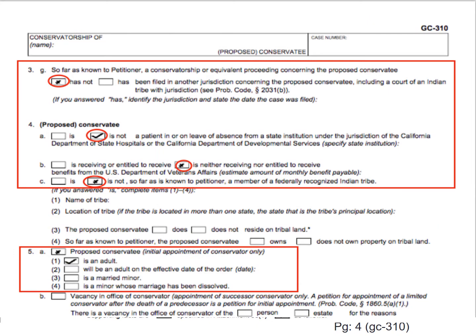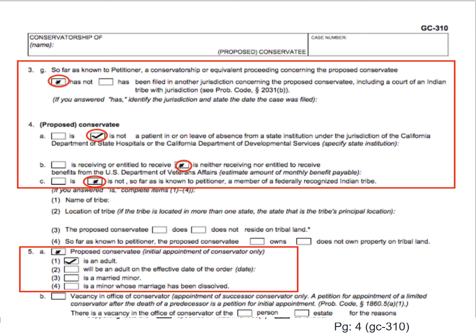On page 4 of Form GC-310, read items 3 and 4 carefully and check the applicable boxes. If you answer in the positive to any of these items, you will have to provide additional information as requested by that item. An example of answering each question in the negative is represented on this slide.